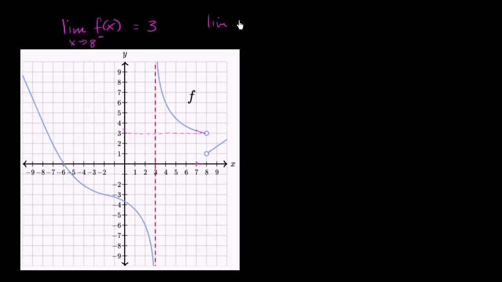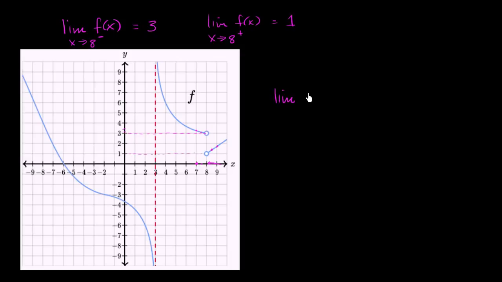What about the limit of f of x as x approaches 8 from the positive direction, or from the right side? Well, here we see as x is 9, this is our f of x. As x is 8.5, this is our f of 8.5. It seems like we're approaching f of x equaling 1. So notice, these two limits are different. So the limit, the non-one-sided limit, or the two-sided limit, does not exist as we approach 8. So let me write that down.